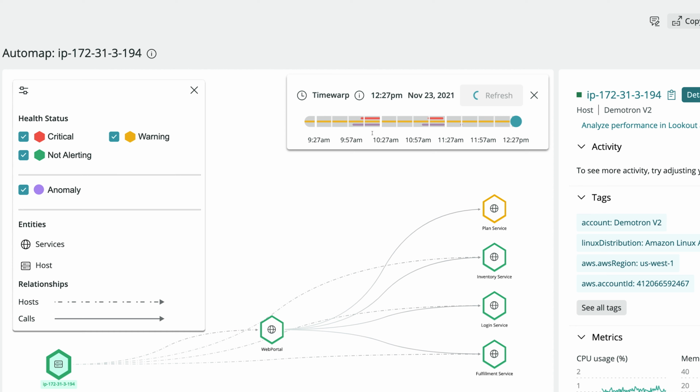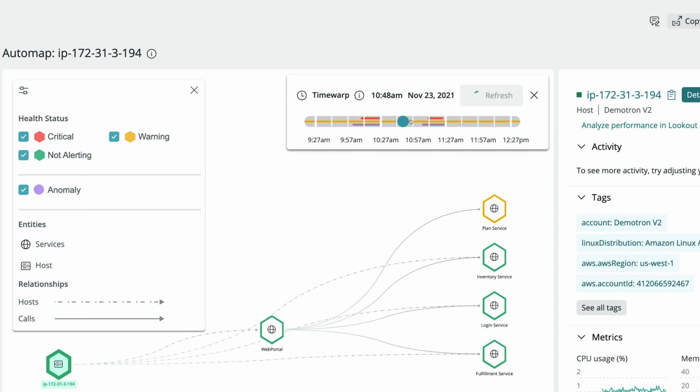Now let's focus our attention on the time warp control in the upper middle. This control represents a 3-hour window where we can scrub back and forth to find out when and what had issues. We can see that an anomaly started around 10:07 a.m. and about 7 minutes later, it went into a critical state.